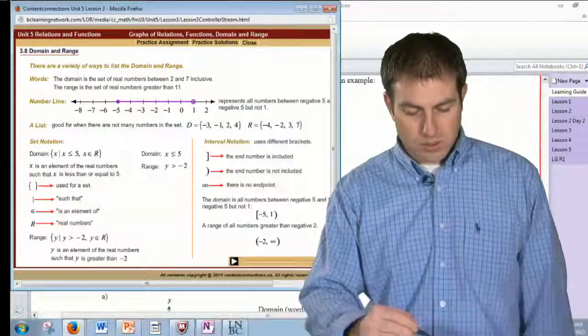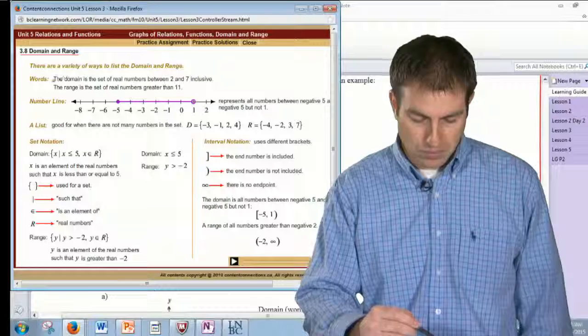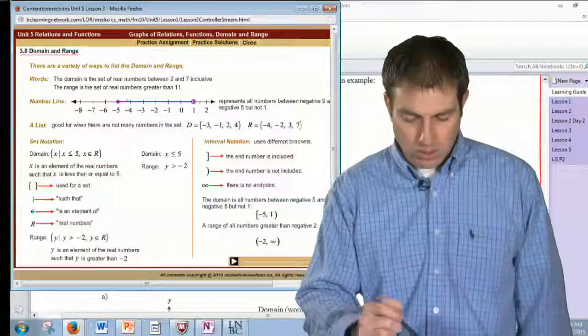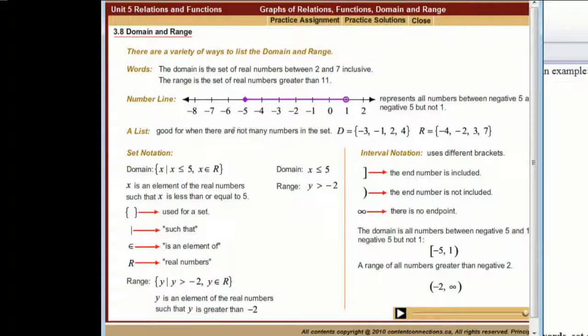Words is pretty self-explanatory up here. That's just words. The domain is between 2 and 7. Number line, pretty straightforward, closed dot, open dot. A list, we didn't use list for all of them, but a list is good for discrete points. So if you had something that wasn't a line, but just unique points, then you could use a list like that. Set notation we used, except we used a bit of a different notation. We just included x is less than or equal to 5, and we didn't include this bit or this x and then the line. So we did the set notation, and then interval notation we did as well.